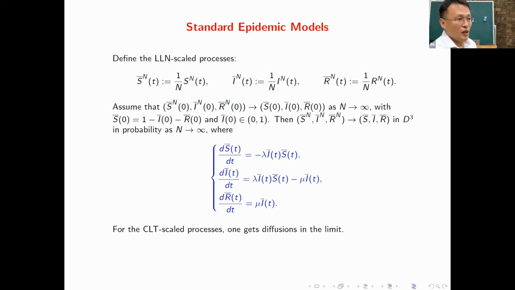For the CLT-scaled processes, we get diffusions in the limit, and essentially the centered Poisson process will converge to Brownian motion. So that's what we get. Because we focus on the SPDEs, I'll skip this part.